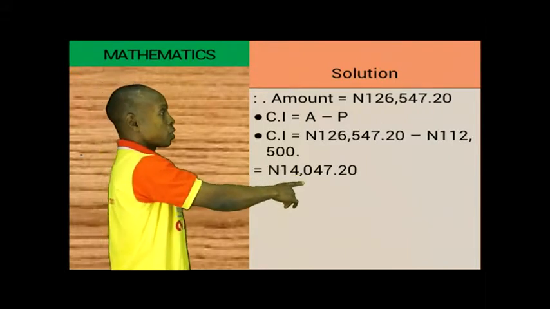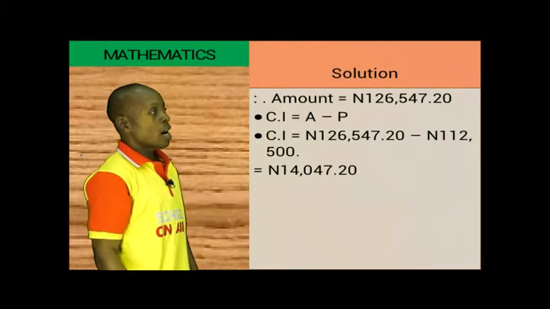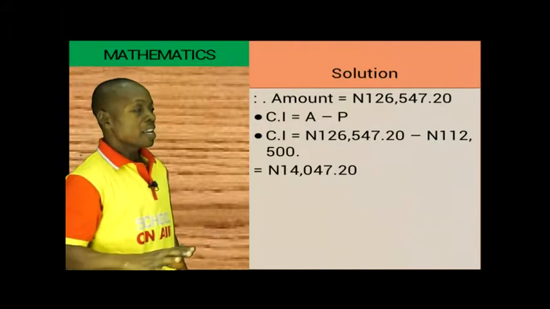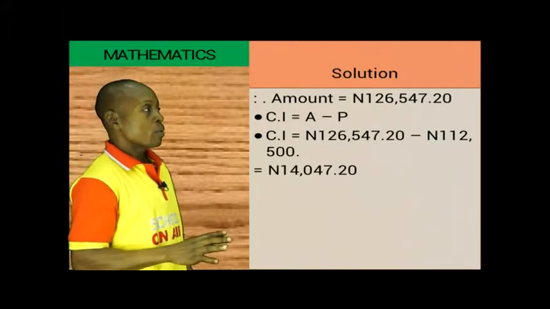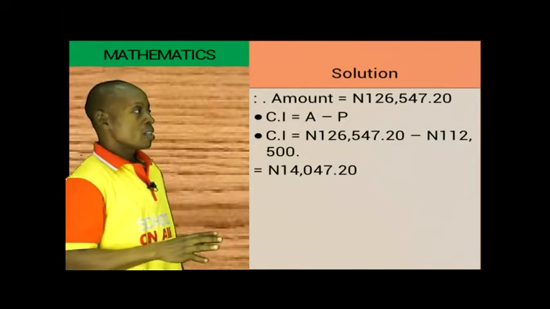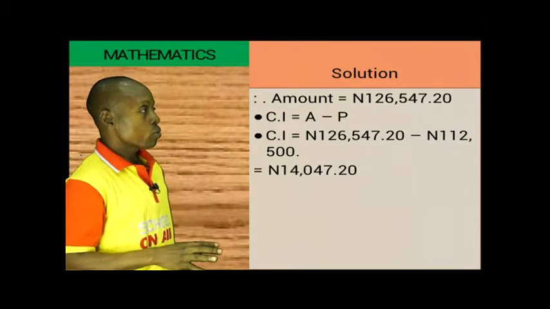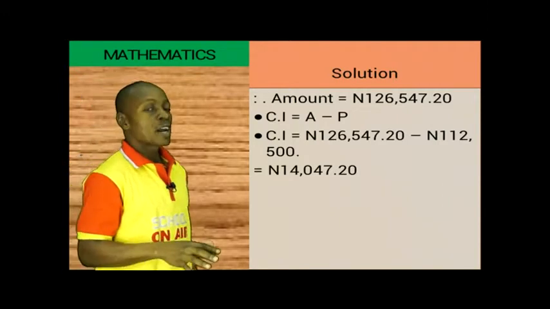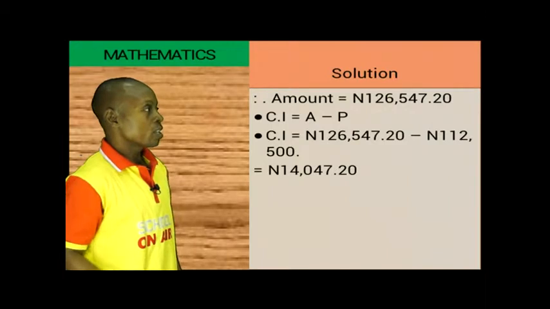You arrive at 14,047 naira 20 kobo as a result. That will be the compound interest at the end of the third year, on the principal, which is 112,500. The compound interest, not just interest now. The compound interest will be 14,047 naira 20 kobo. That will be the amount at the end of 3 years.